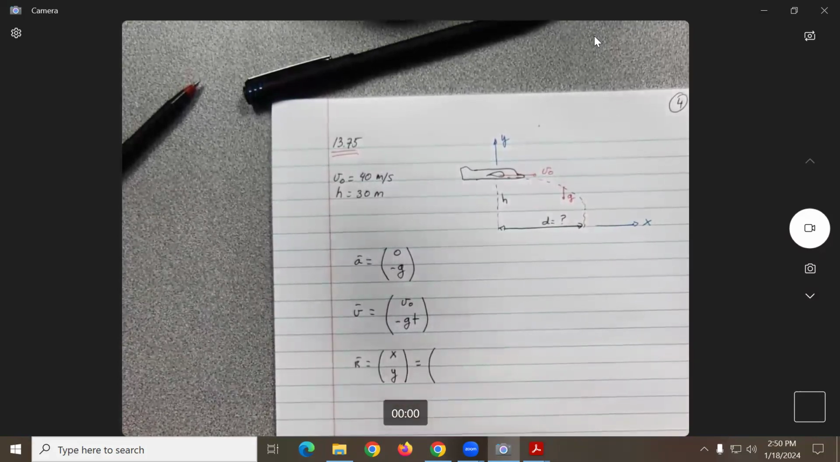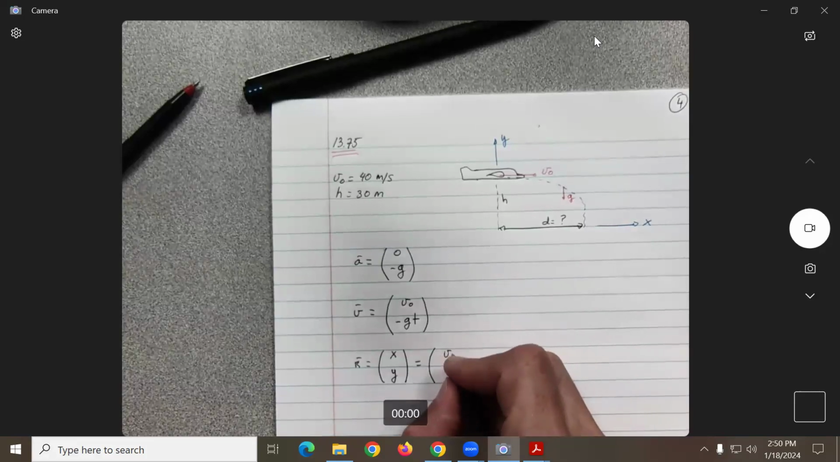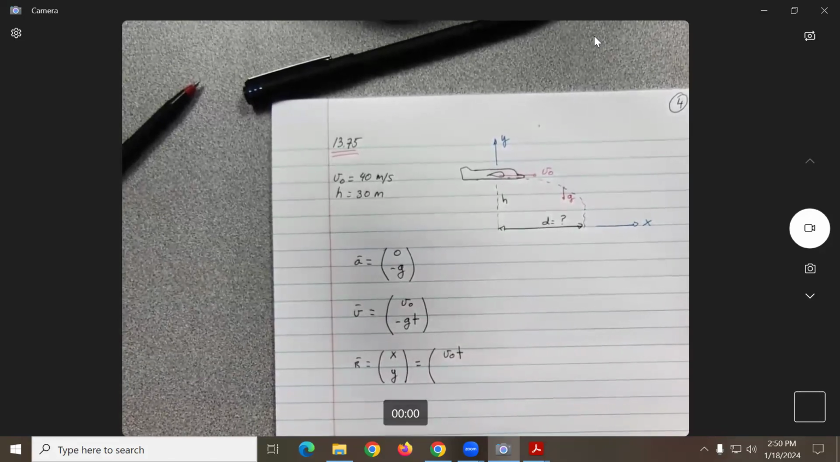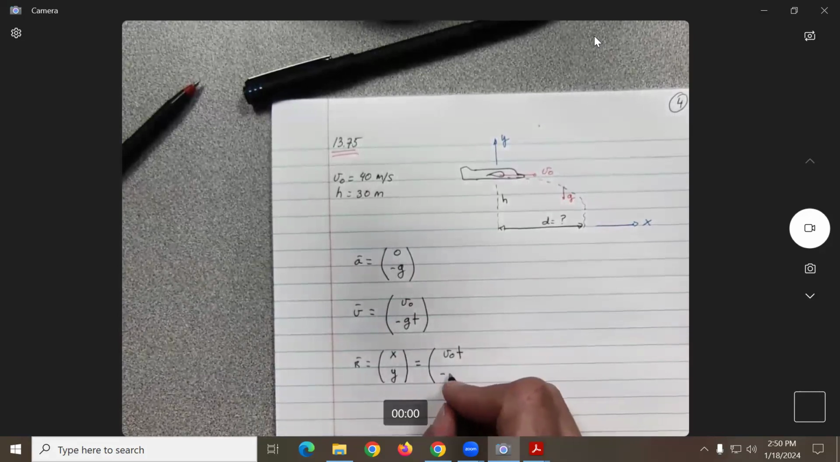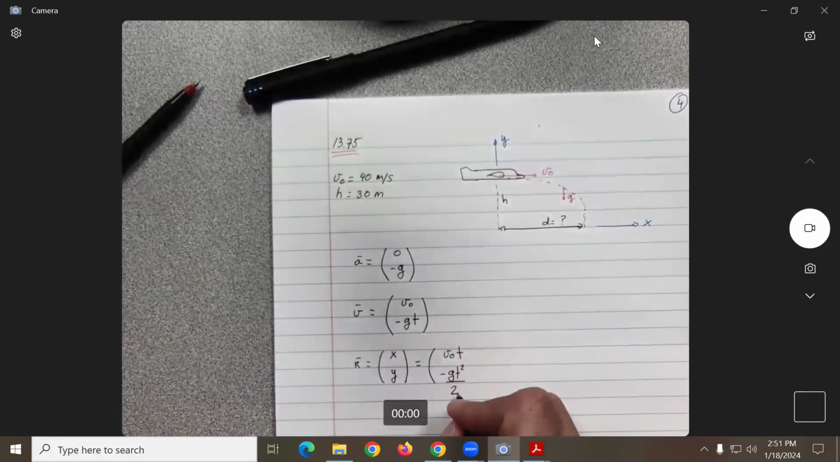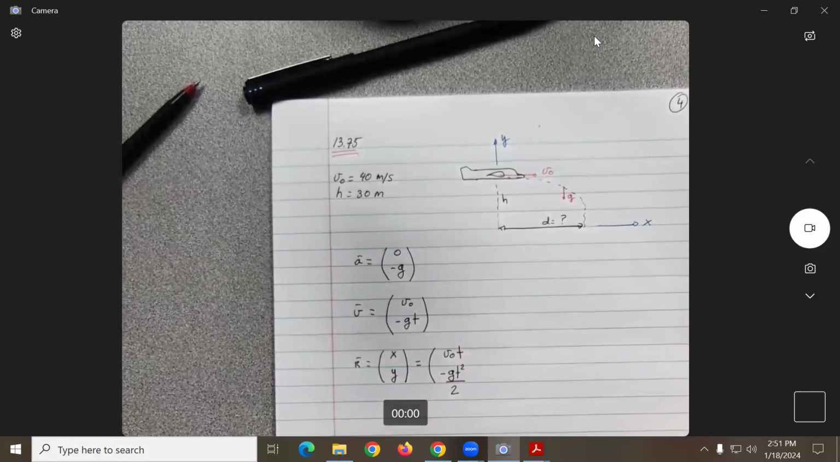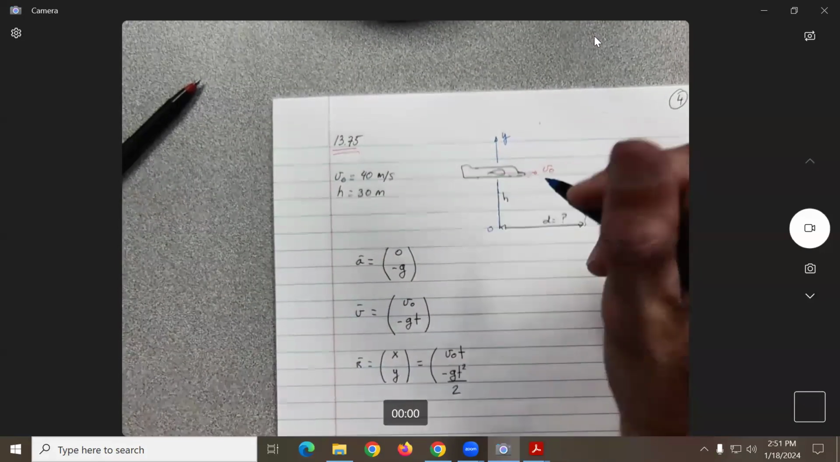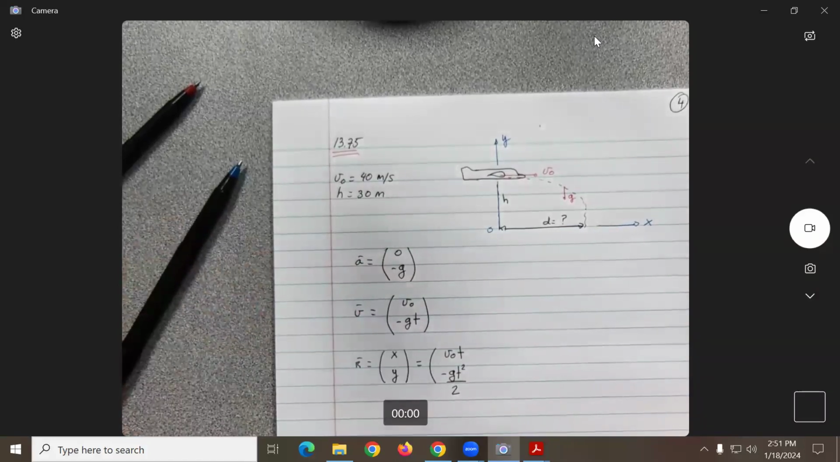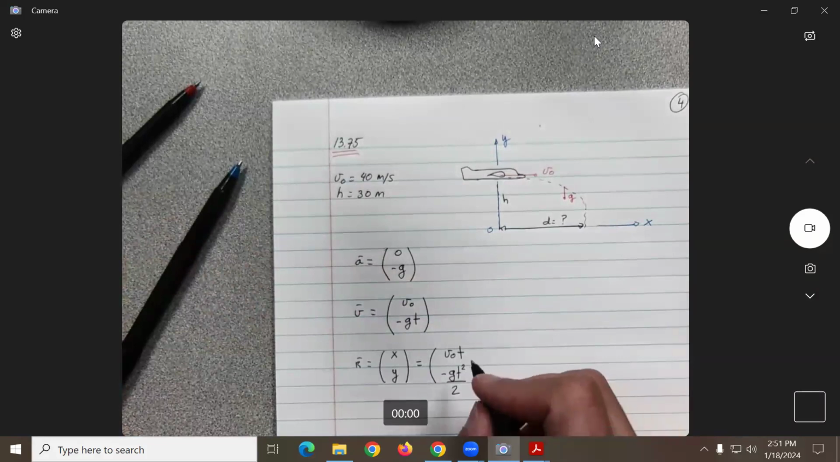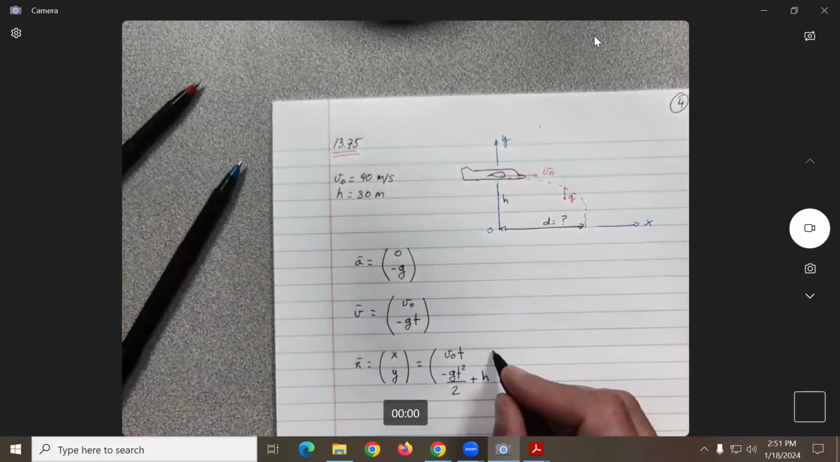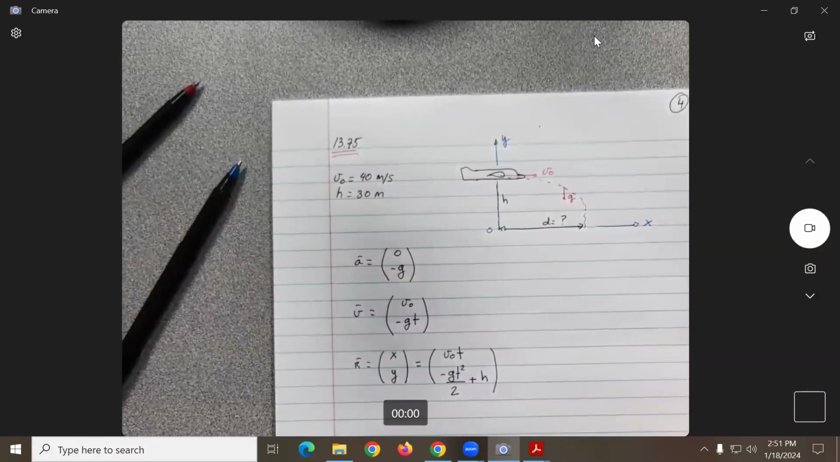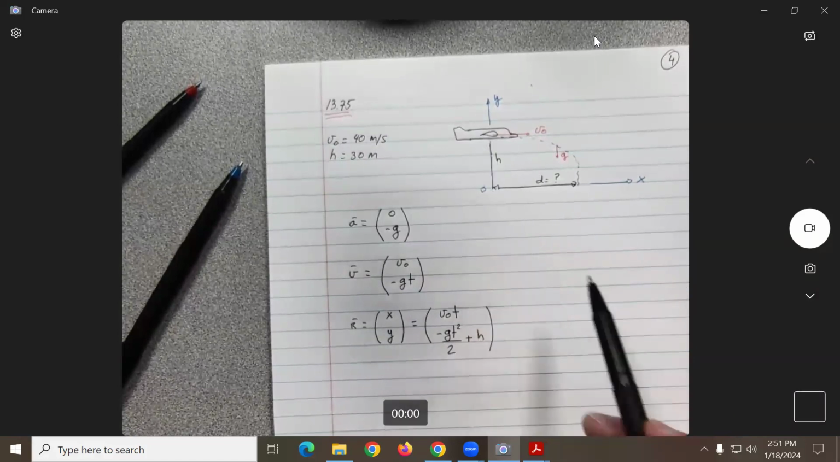Now I see we need to be careful. What would be the x? Same as before, just follow the same procedure as before. So it would be V naught t. Negative gt squared over 2. Really? What is the origin over here of our reference frame? Yep. We need to move here to the edge, no?